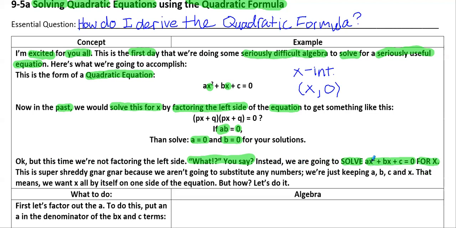That's right. We're going to solve for x. We're going to make x equal something with an a and a b and a c and so on. This is super gnarly, because we aren't going to substitute any numbers. We're just keeping a, b, c, and x. That means we want x all by itself on one side of the equation. But how? Don't worry, we're going to do this.